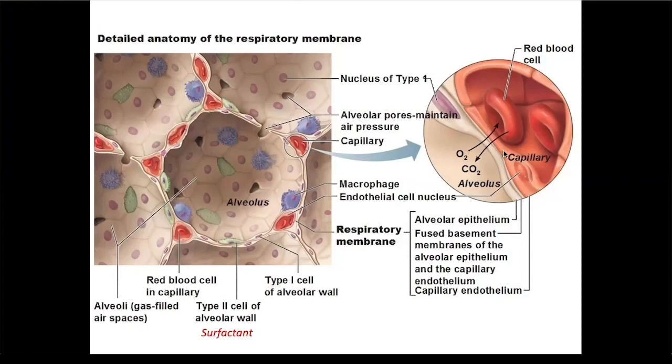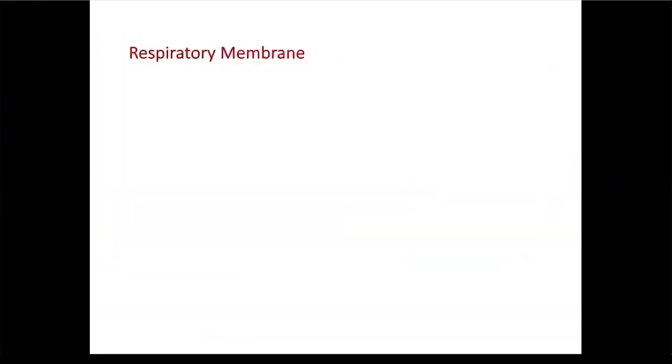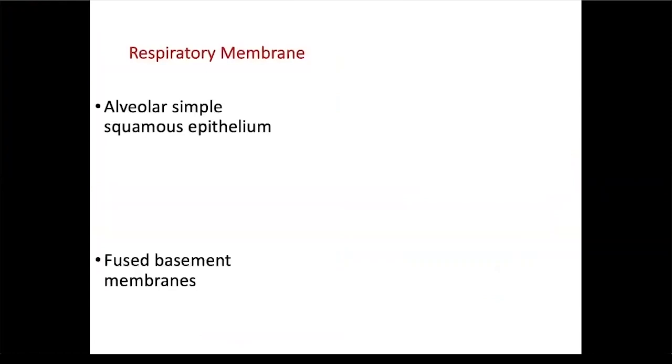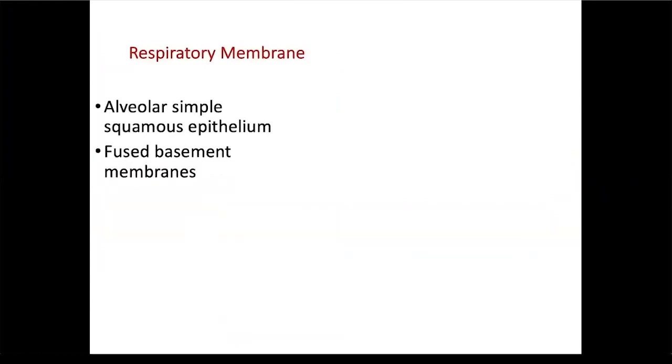Here is the endothelium of the capillary with its nucleus. Remember, this is simple squamous epithelium as well. It's just called endothelium when it lines capillaries or blood vessels. And recall that all epithelial tissue rests on a basement membrane, so the middle section here between the 2 cells will be the fused basement membranes. Again, you're going to have the alveolar simple squamous epithelium, the fused basement membranes, and the endothelium of the capillary.